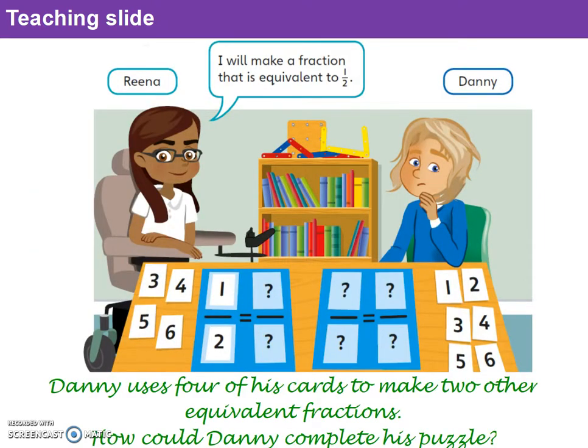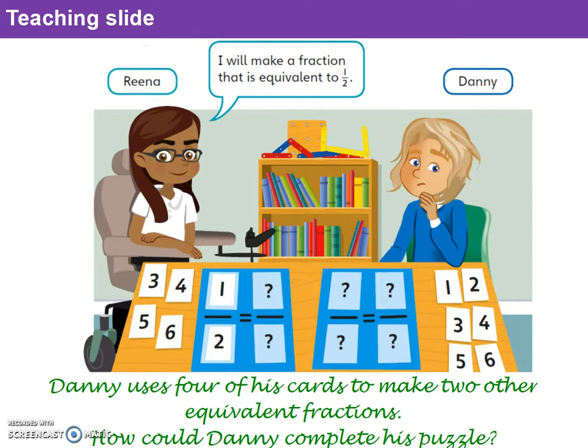Now for question 1b, we're asked, Danny uses 4 of his cards to make 2 other equivalent fractions. How could Danny complete his puzzle? So the first thing we know is Danny's going to make different equivalent fractions, so he's not going to have 1/2 and 3/6. That's a guarantee. However, he could have 1/2 is equivalent to thirds, 1/2 is equivalent to quarters, 1/2 is equivalent to fifths.